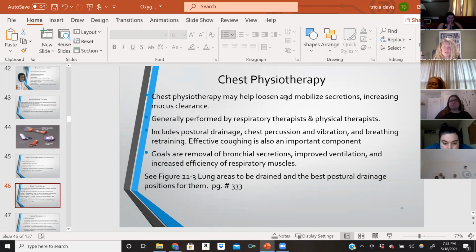Goals of chest physiotherapy: we want to remove those secretions from those bronchial areas. We want to see improved ventilation, so their oxygenation is going to improve. And then they're going to be able to effectively use those respiratory muscles, which will also improve their breathing. So you can go to page 333. There's a nice figure 21.3 on there that shows you the different positions that they use for postural drainage.